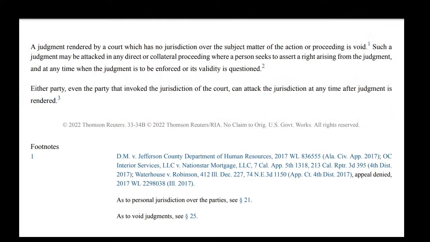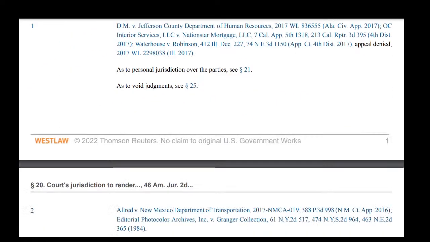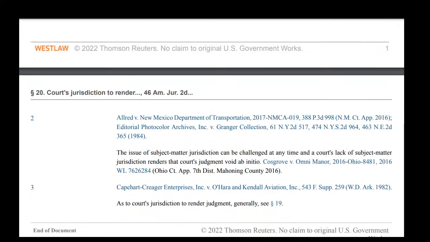So, either party that invoked the jurisdiction of the court can attack the jurisdiction at any time, voiding the judgment. The issue of subject matter jurisdiction can be challenged at any time, and a court's lack of subject matter jurisdiction renders that court's judgment void ab initio, right from the start of all the proceedings. As a court's jurisdiction to render judgment generally, we saw that.